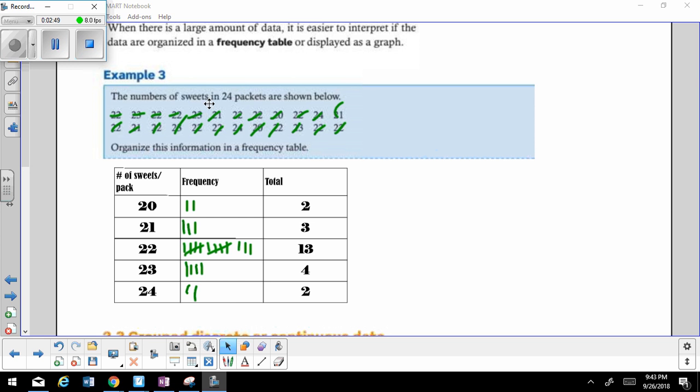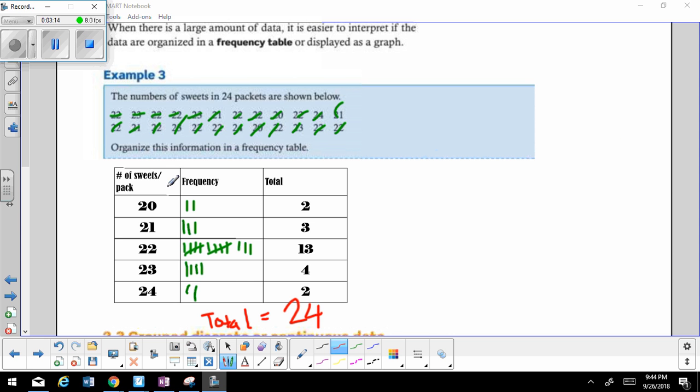Okay. Now, in the example, it said there are 24 packets. So if I add these up, I should get a total of 24. If I didn't, then that means I miscounted or I did the tallies wrong whenever we were doing this part here. So 6, yep, that's 24. Boom.